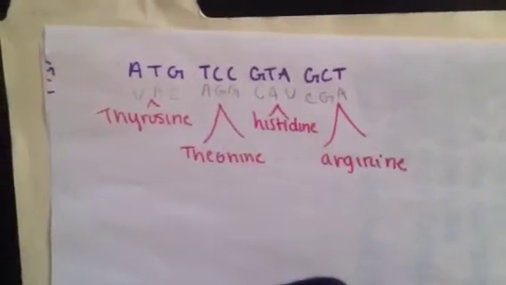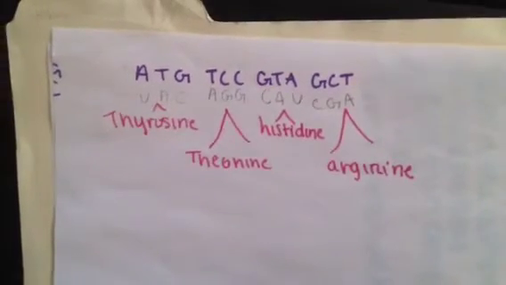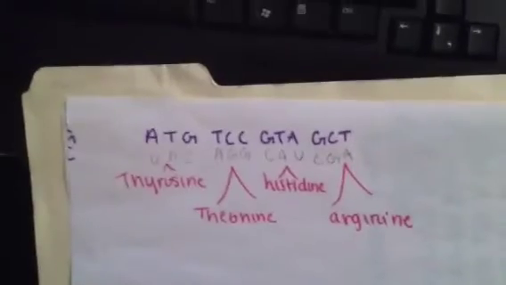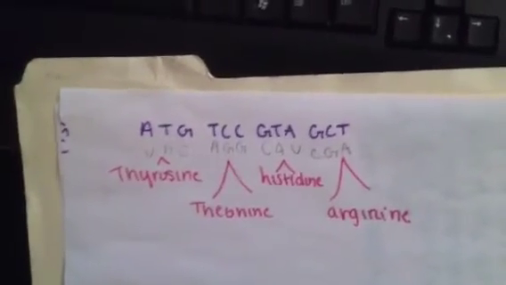Each codon in mRNA codes for specific amino acids, and when amino acids come together, they build a protein. This is my final protein.